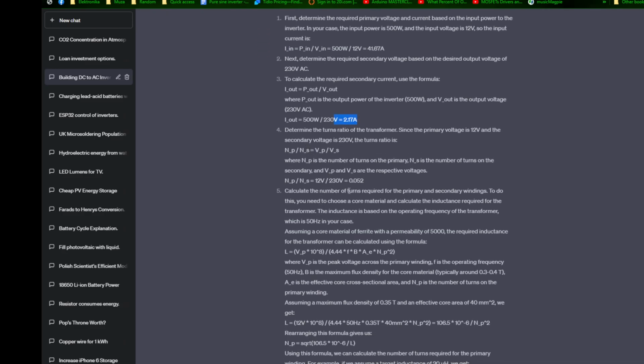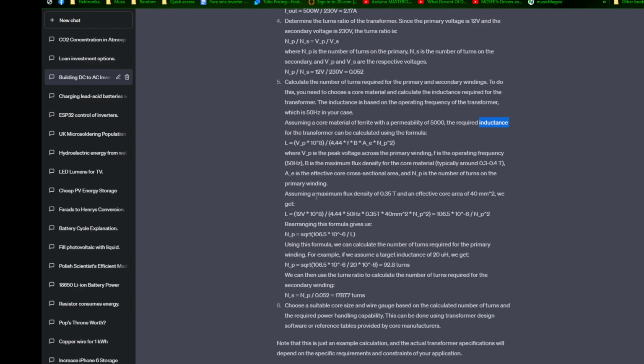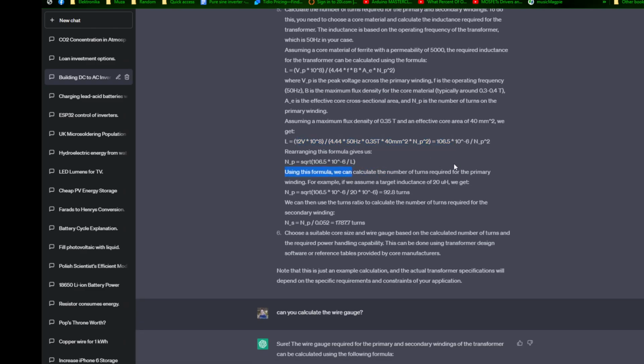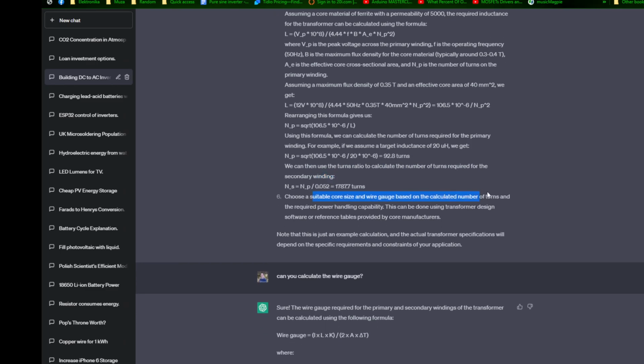So you see, then calculate number of turns, done it, 50 hertz in your case, showing the core material of ferrite, which is permeability of 5000, and it's talking about the inductance, yes, here. So that's it. Now it's a calculation as well here, flux density, yes. Using this formula we can calculate the number of turns required. Of course, some of this is guessing, yes, but we can then use turn ratio to calculate the number of turns required for the secondary winding this time, and choose the suitable core size and the wire.